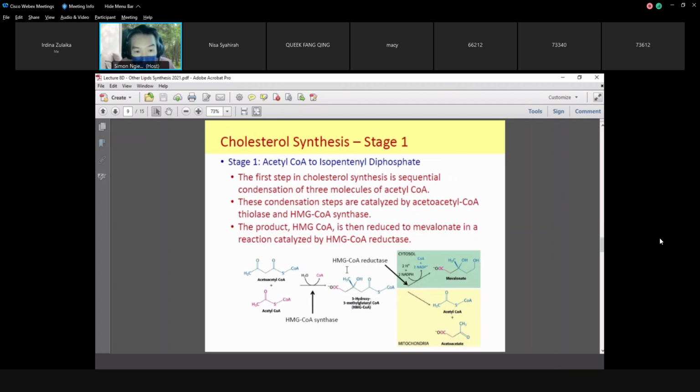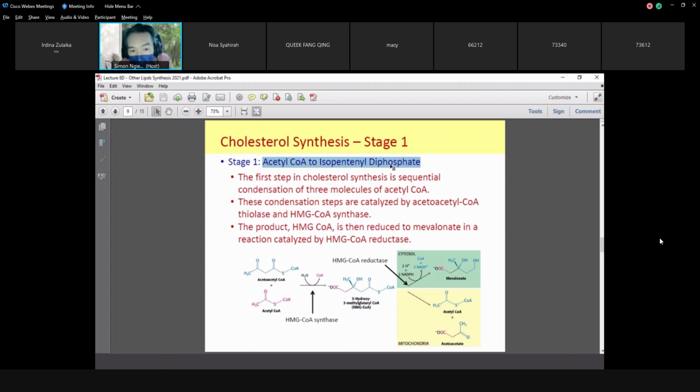Here we have this picture. Now the first step is starting from your acetyl CoA. You still remember your fatty acid synthesis, where your raw material is acetyl CoA. Here, acetyl CoA is used as the starting material, and it is being converted into isopentenyl diphosphate.